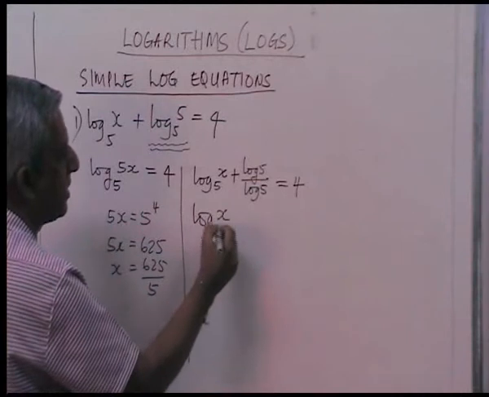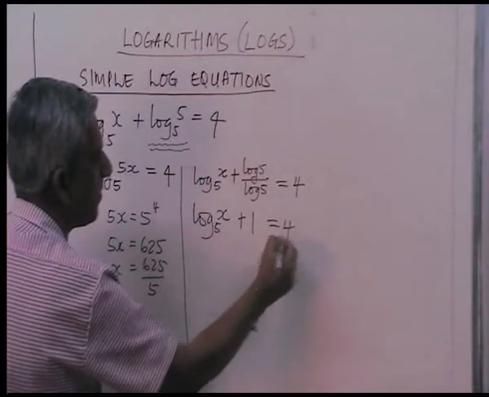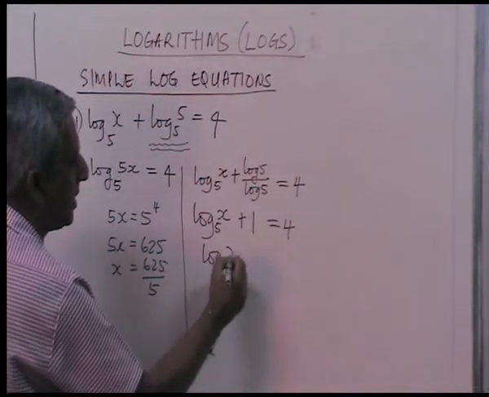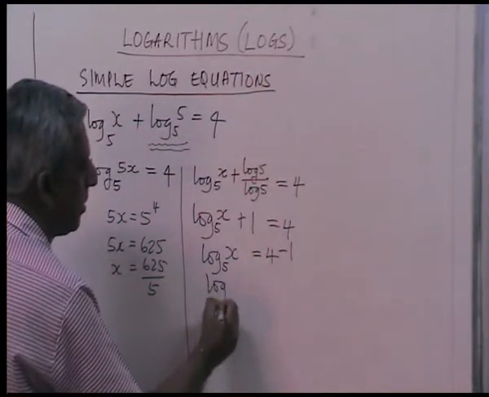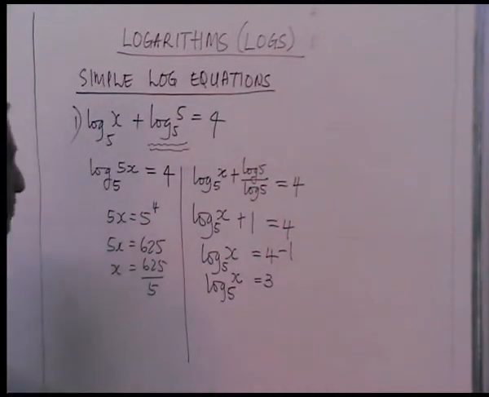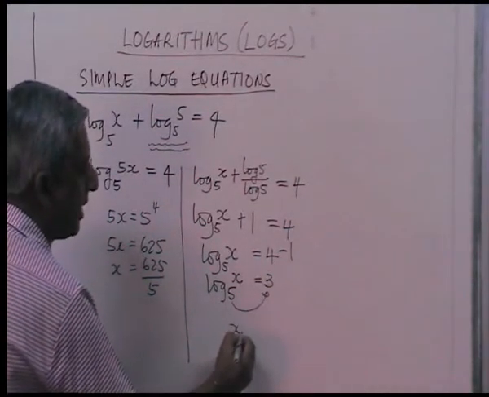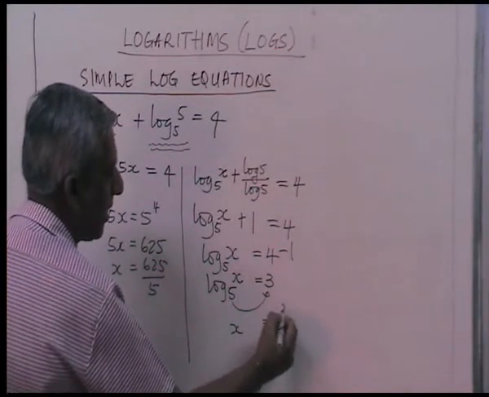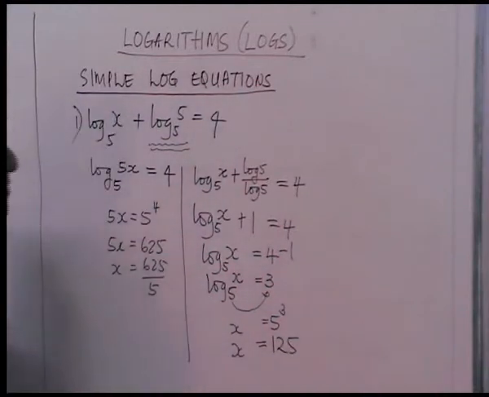Then you'll end up with log of x to the base 5 plus 1 is equal to 4. Then you'll end up with log of x to the base 5 is equal to 4 minus 1. Log of x to the base 5 is equal to 3. And then once again, from here you'll change to index form, and you'll say x is equal to 5 cubed, x is equal to 125.